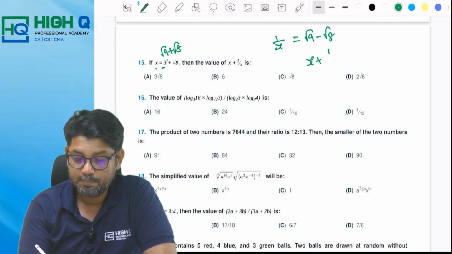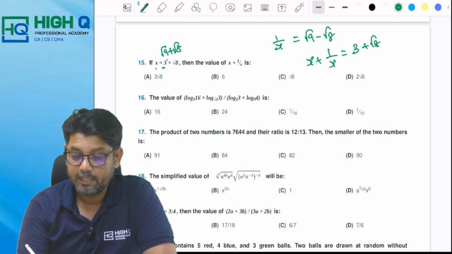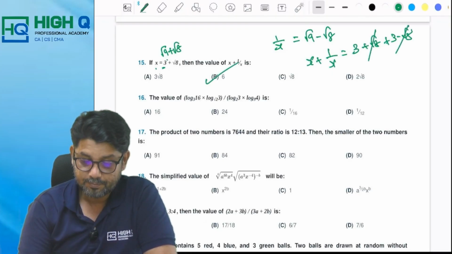Now the question they ask you to find out is x plus 1 by x. What is x? 3 plus root 8. And 1 by x is what? 3 minus root 8. So we get 6. Answer is over. Okay, guys.